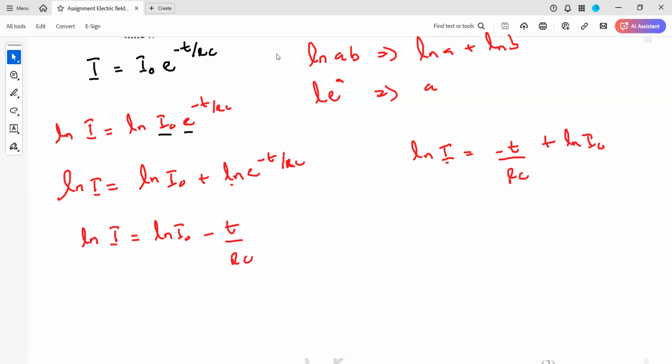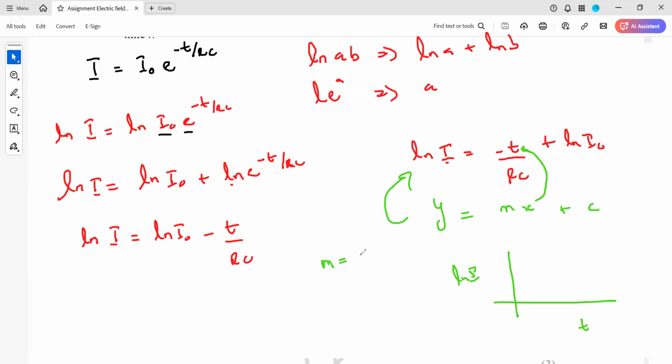Then we compare with the equation of a straight line, which is y equals mx plus c. On the y-axis, if I take ln I, and on the x-axis, if I take t, what will be the gradient? It is minus 1 over RC. And what about the y-intercept? When we take the y-intercept of this graph, it will be equal to ln I naught. So this is how the logarithm function, ln, works.